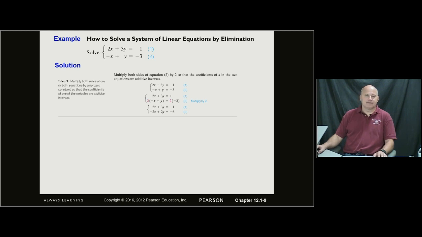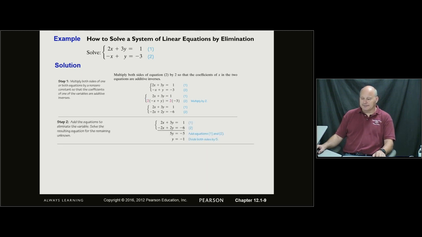Remember what you can do. You can take an equation, multiply by a non-zero constant, which 2 is definitely non-zero, and then replace that equation with the new one. So why did they do that? Well, if you look at these two equations, the 2x and the negative 2x, if you combined those two equations, the x's are gone. What you have left is an equation that only involves y.